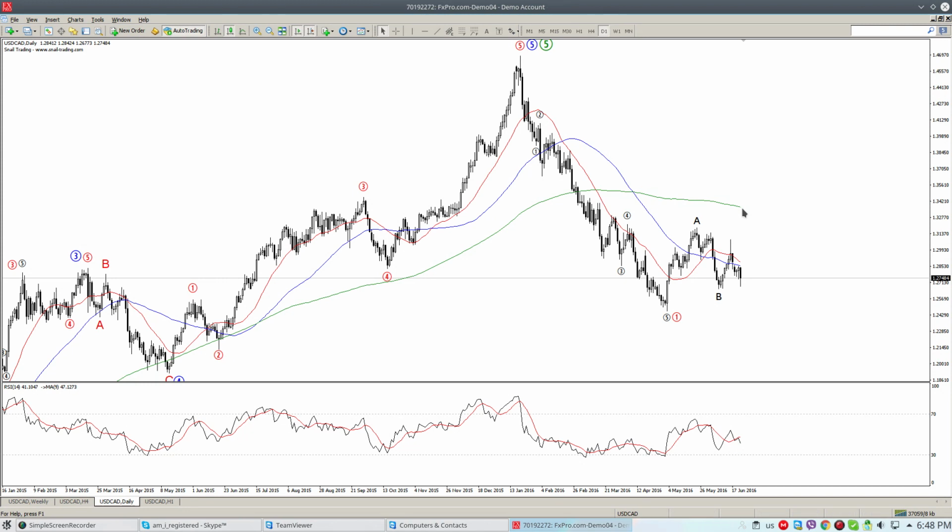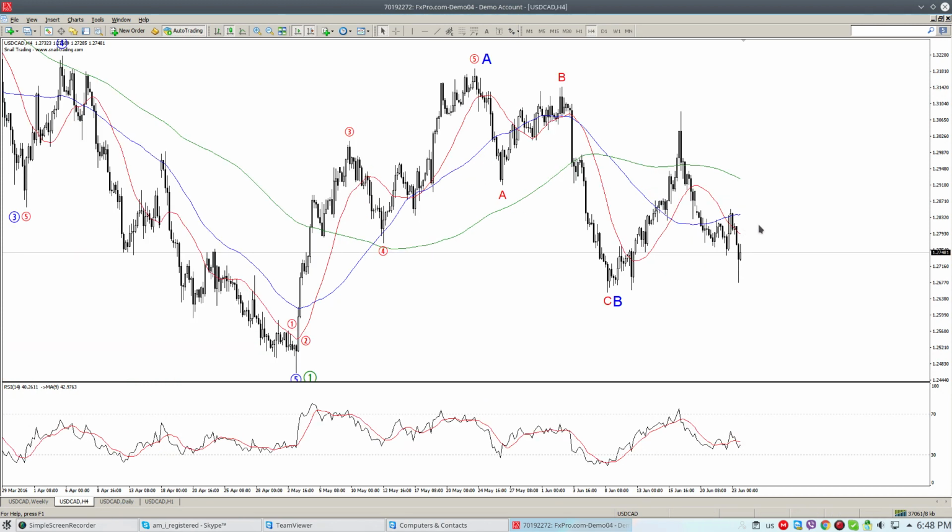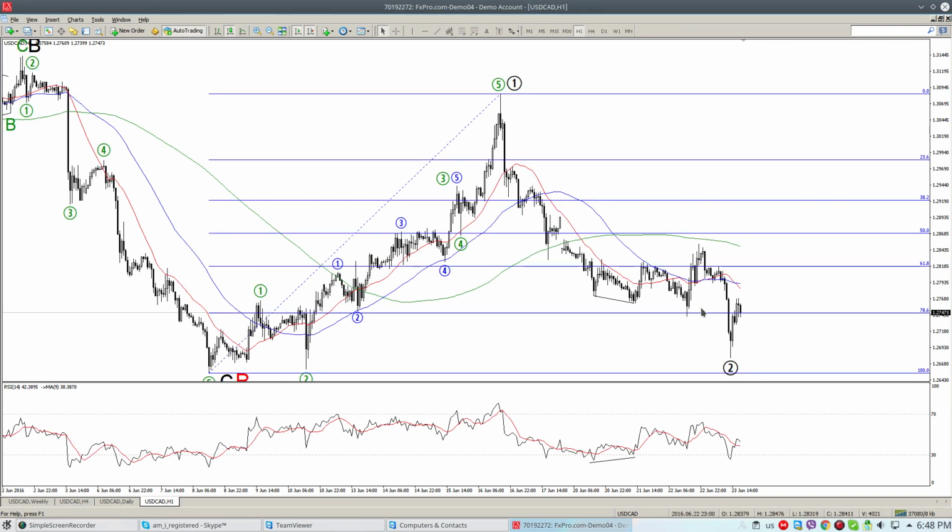Going on the 4-hour chart, we see again this SMA provides very strong resistance, but the RSI is curving like that, and it looks like it is preparing for a bullish reversal. Going on the 1-hour chart, we see that this was not indeed the rebound.